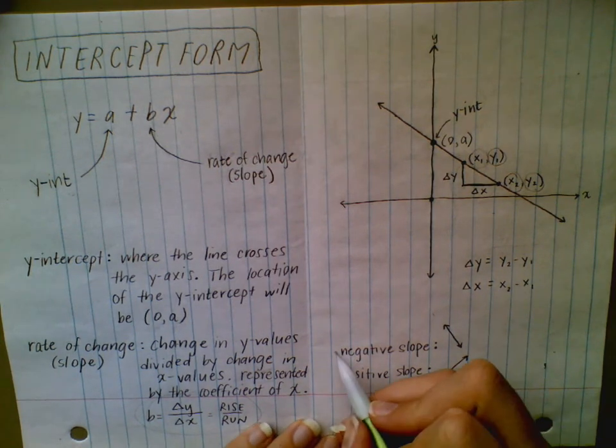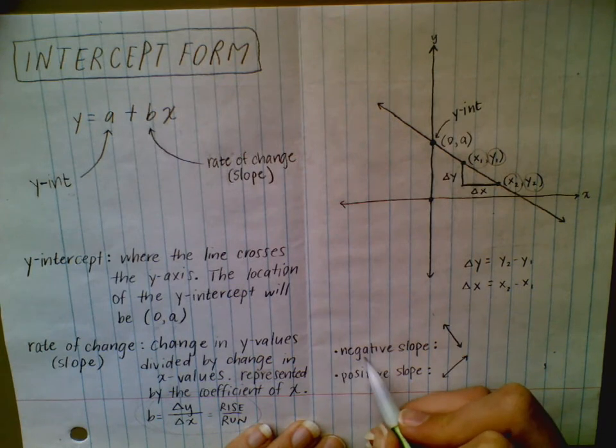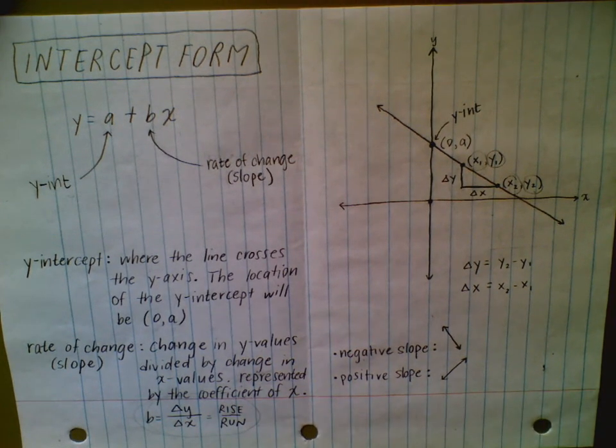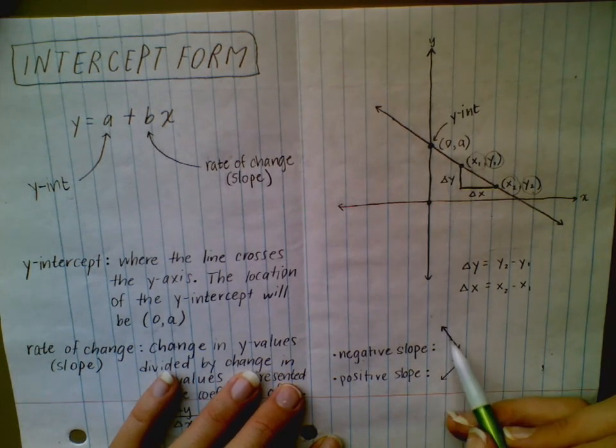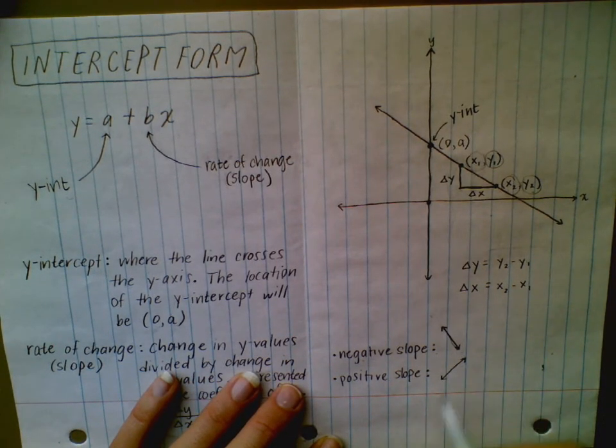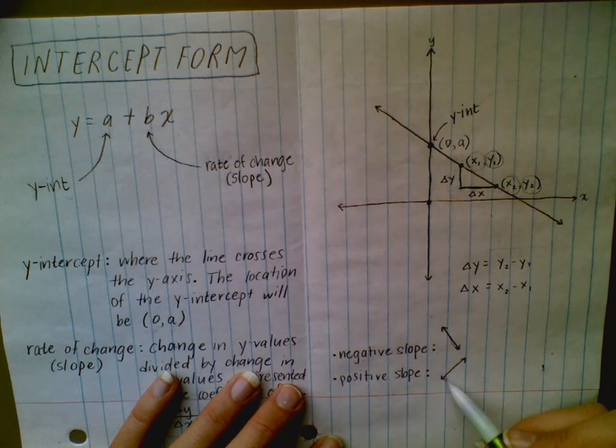Something else I wanted to point out. So we can have either a negative slope or a positive slope. A negative slope is like this one. It's going to go down from left to right. And then a positive slope is just the opposite. It goes up from left to right.